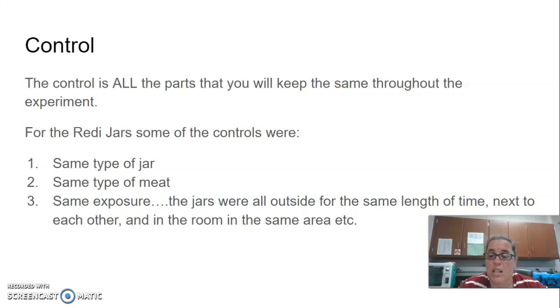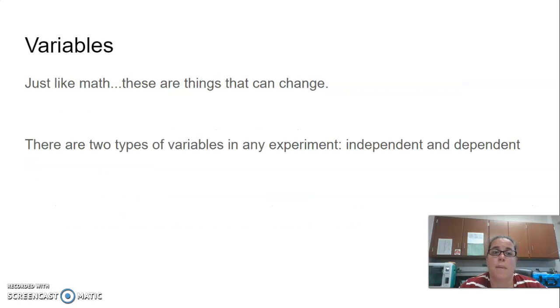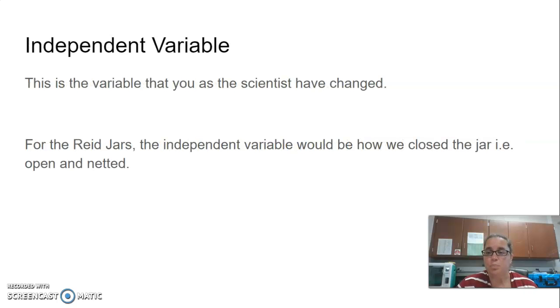So controls, things that we are controlling throughout the experiment. Your variables, so we have controls and variables. Your variables, just like math, are things that are going to change, things that we are testing in the experiment. So for us, there are two types of variable in any sort of scientific experiment. We have the independent variable and we have the dependent variable. The hard part is telling the difference between the two.